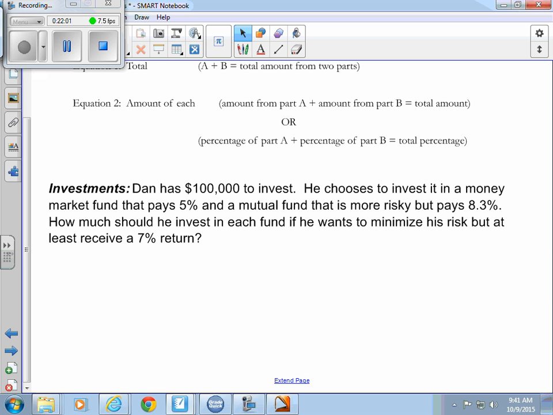So Dan has $1,000 to invest. He chooses to invest it in a money market that pays 5%, and a mutual fund that is more risky but pays 8.3%. How much should he invest in each fund if he wants to minimize his risk, but receive at least a 7% return on his money?